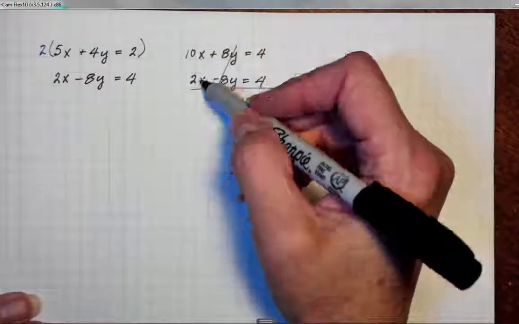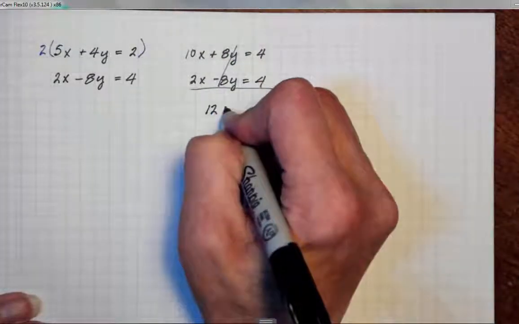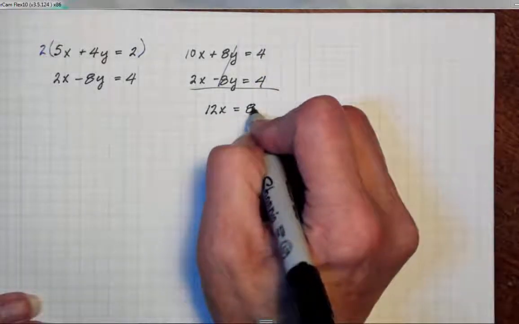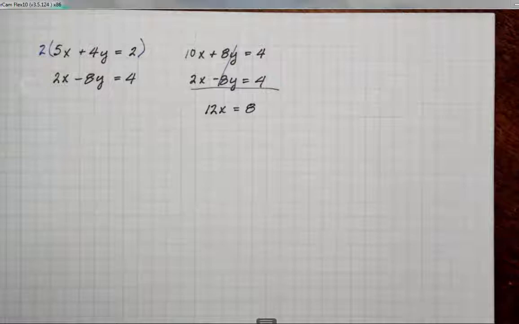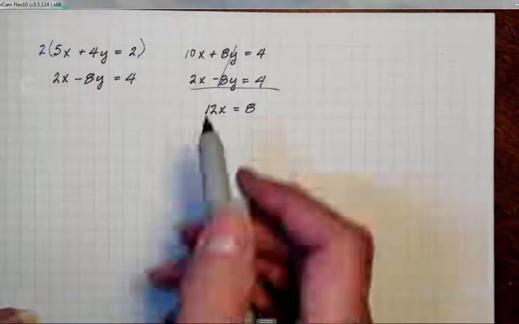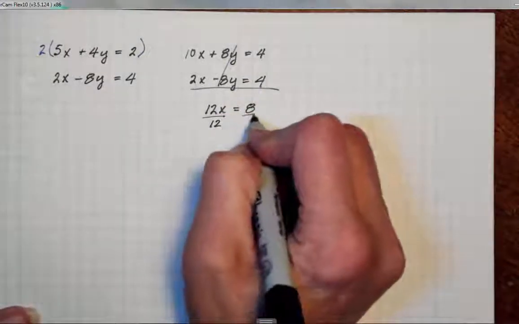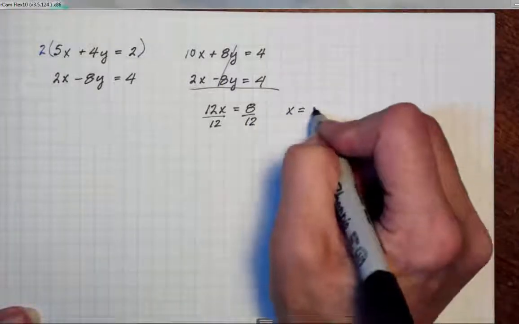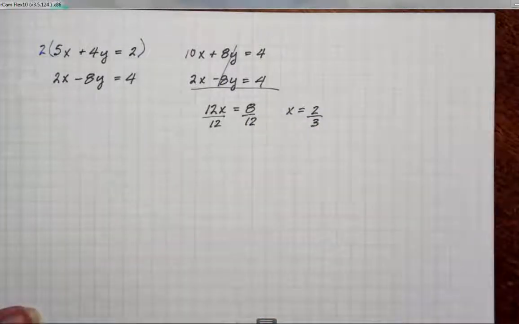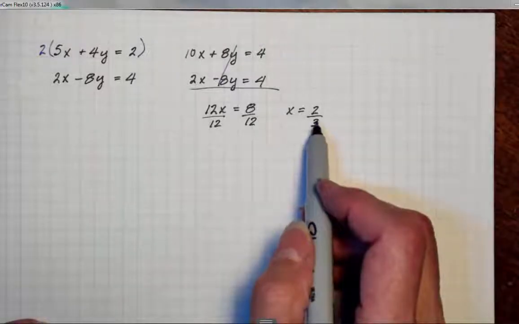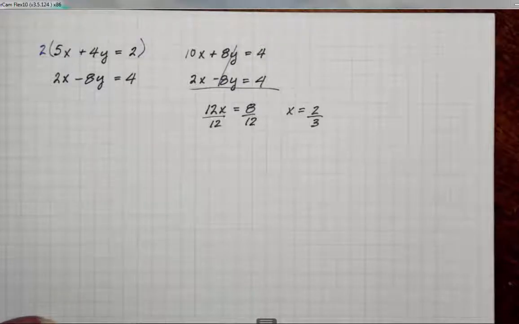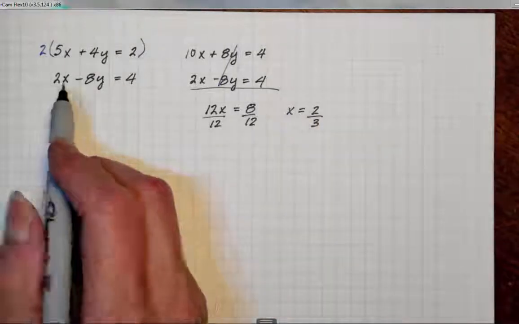I'm going to have 10x plus 2x, which is 12x. And I'm going to have 4 plus 4, which is 8. And now I can solve my equation for x, dividing both sides by 12. And then reducing, I end up getting 2/3. Okay, so then I'm going to use this value and put it back into one of my original equations to find my y value.